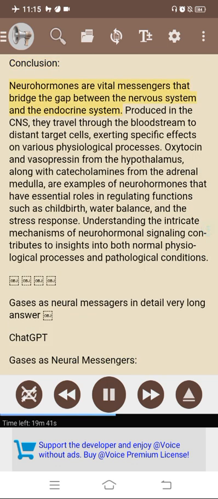Conclusion. Neurohormones are vital messengers that bridge the gap between the nervous system and the endocrine system. Produced in the CNS, they travel through the bloodstream to distant target cells, exerting specific effects on various physiological processes. Oxytocin and vasopressin from the hypothalamus, along with catecholamines from the adrenal medulla, are examples of neurohormones that have essential roles in regulating functions such as childbirth.